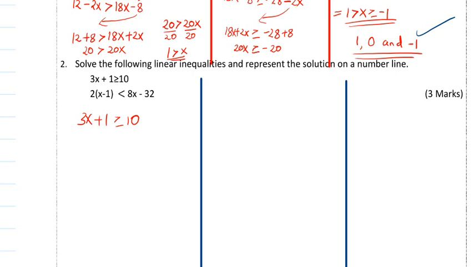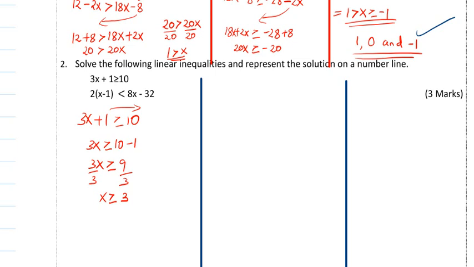To solve for x, we take positive 1 to the other side. It will be -1. So 3x is greater than or equal to 10 minus 1. 3x is greater than or equal to 9. We divide both sides by 3. x is greater than or equal to 9 divided by 3, which is 3. That's the value of x in the first linear inequality.